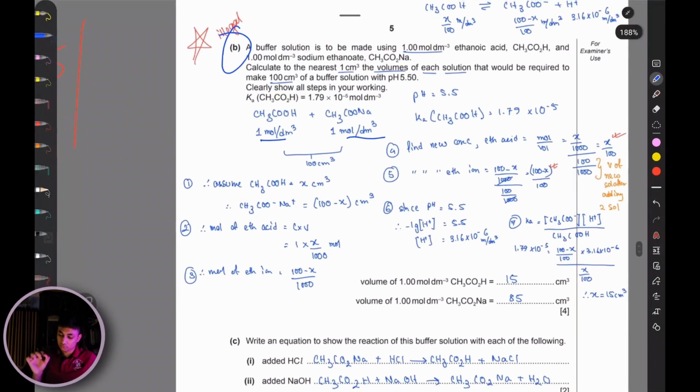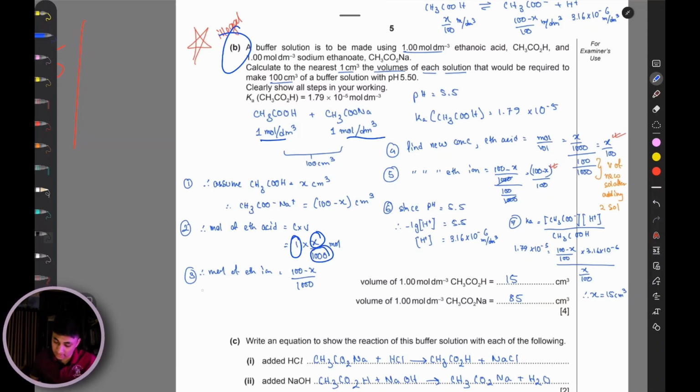Now, you have to find the moles of the ethanoic acid. How do you find the moles? Concentration times volume. Concentration you know to be 1. Volume you know to be x, but in cm cube, so turn it into dm cube by dividing by 1000.